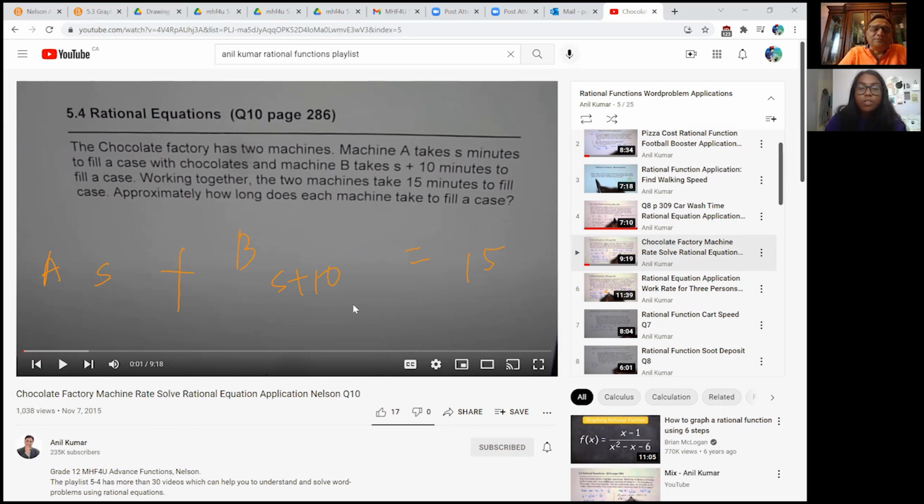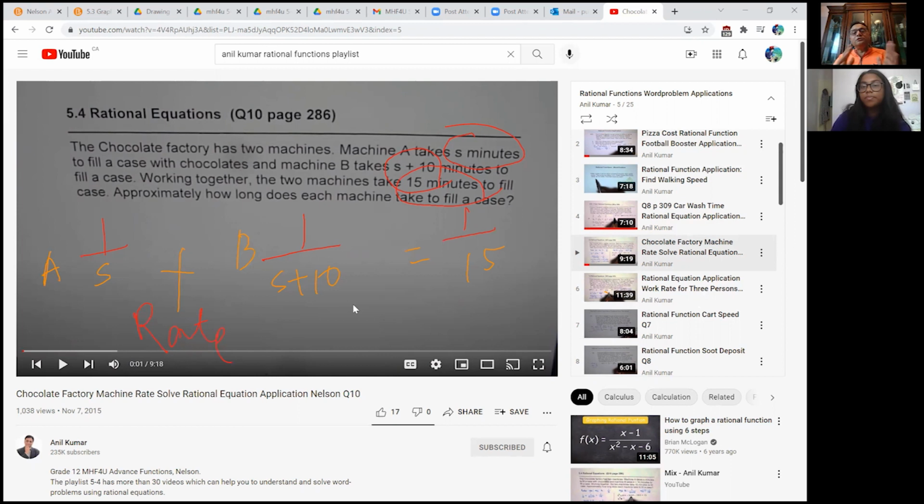So the first machine takes S minutes, and machine B takes S plus 10 minutes to fill a case. Together it is 15 minutes, so the rate would be 1 over 15. We are talking about rate, right? Rate is how much work is done in 1 unit of time. The total job takes 15 minutes, so in 1 minute it is 1 over 15. So when they work together, 1 over S plus 1 over S plus 10 equals 1 over 15. Simple equation to solve. S is the only unknown.